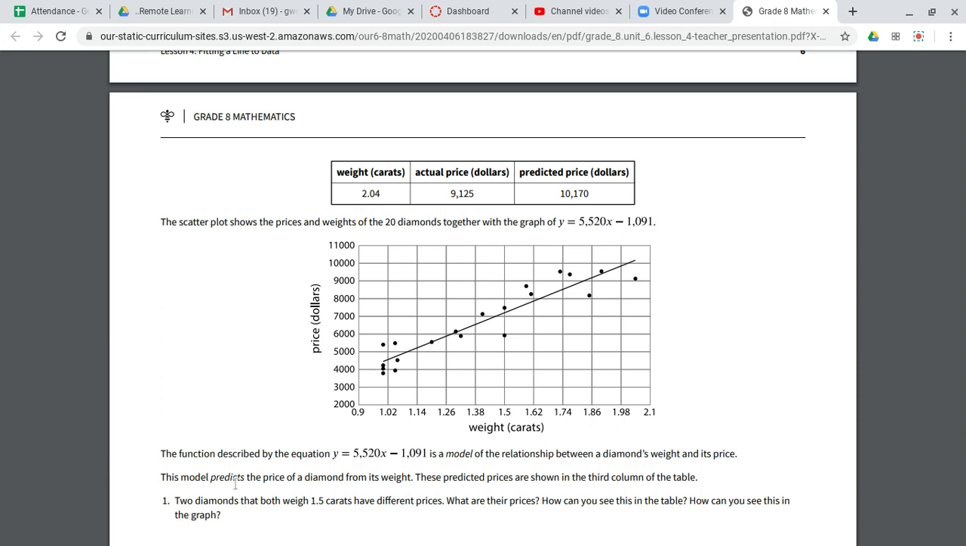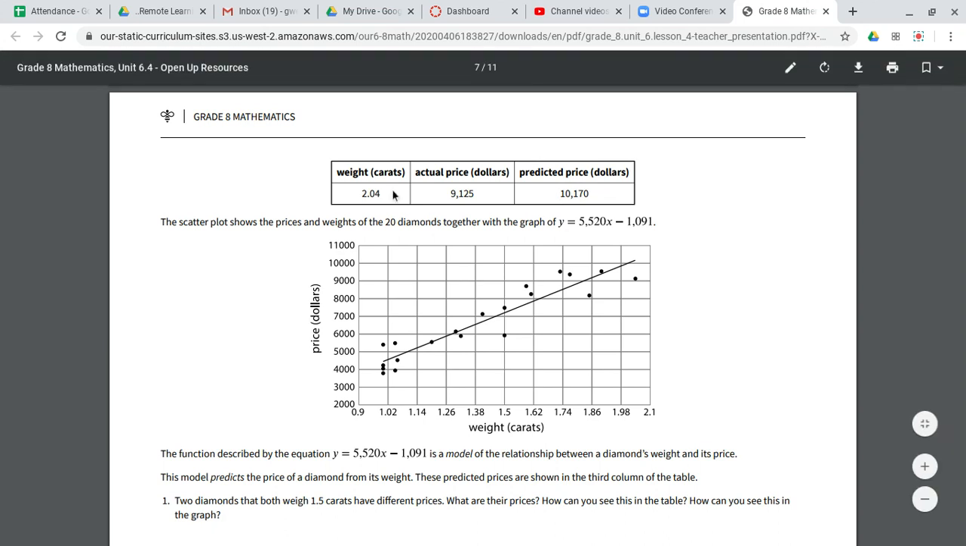This model predicts the price of a diamond from its weight. These predicted prices are shown in the third column of the table. So we can see that right here in this last weight of carats, the actual price and predicted price. So 2 diamonds that both weigh 1.5 carats have different prices. What are their prices? How can you see this in the table? How can you see this in the graph?